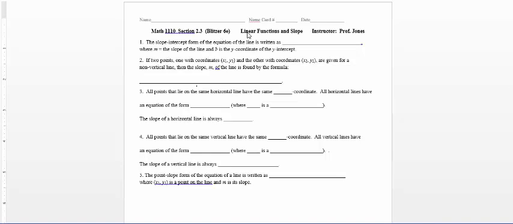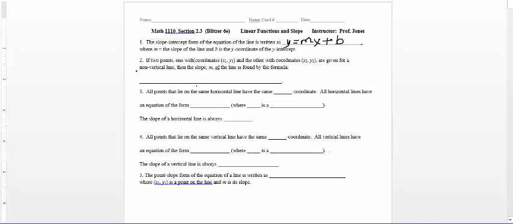Let's look at section 2.3, linear functions and slope. This review section is a topic that's covered both in intro and intermediate algebra. The slope-intercept form of the equation of a line is written as y equals mx plus b. M is the line slope, b is the y-coordinate of the y-intercept.